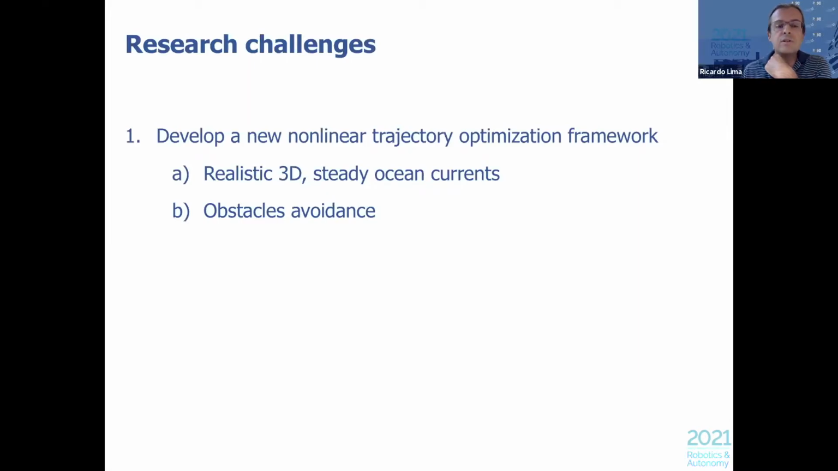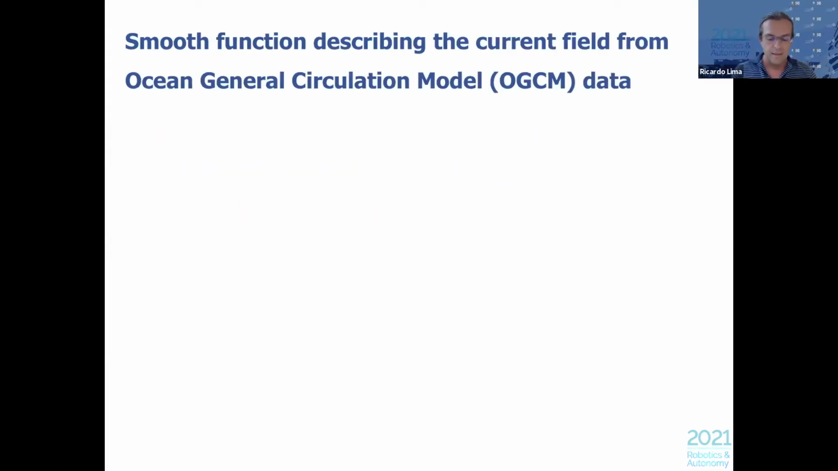So in this first challenge, we want to address how do we include the current of the Red Sea and the obstacles in a non-linear programming optimization framework, right? And that is what I'm going to show you in the next slides. So our first challenge was to build a function that describes the current field in the Red Sea. And so what we did was we built a smooth function, a function that is smooth and differentiable, that can be used by our NLP solvers.